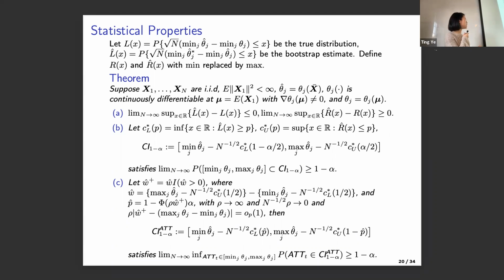So what about part C? For part C, the idea is that because we want to construct a confidence interval for the treatment effect, which is a parameter within the identified set, actually we can do better. The rationale is that if the identified set is wide enough compared to the measurement error, then you know that the parameter within this set can only be close to one side of this boundary.